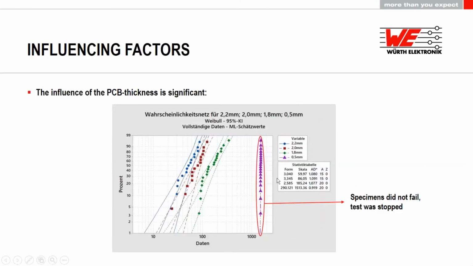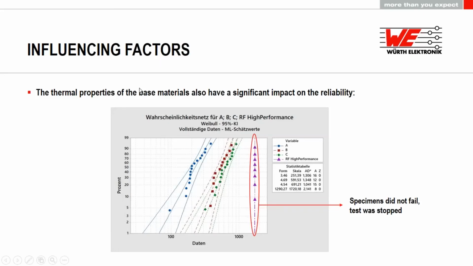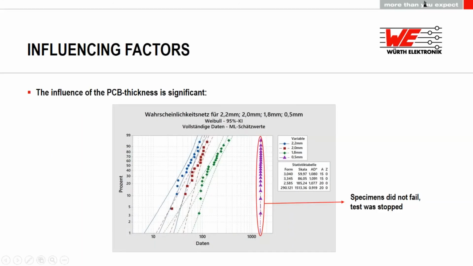If you go further down, let's say you decrease it to 0.5 millimeter. It's a quarter. We were not able to get the specimens to fail. So this number here for the scale is not real. It's even more than this 1500. So you can say the reliability is 10 or maybe even 20 times as high, just because you have a very thin PCB. And of course, it's the other way around. If you increase it, it will fail earlier and earlier and earlier.